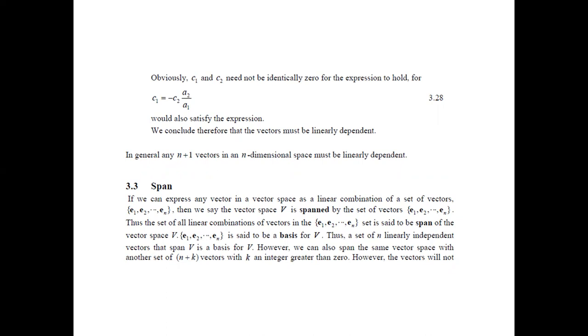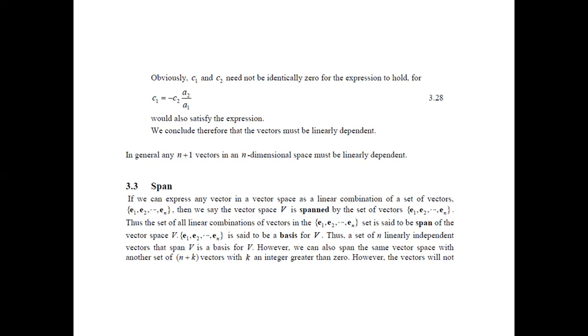3.3, let's look at span. If you can express any vector in a vector space as a linear combination of a set of vectors E1, E2 up to En, then we say the vector space V is spanned by the set of vectors E1, E2 up to En. Thus, the set of all linear combinations of vectors in the set E1, E2 up to En is said to be the span of the vector space V.